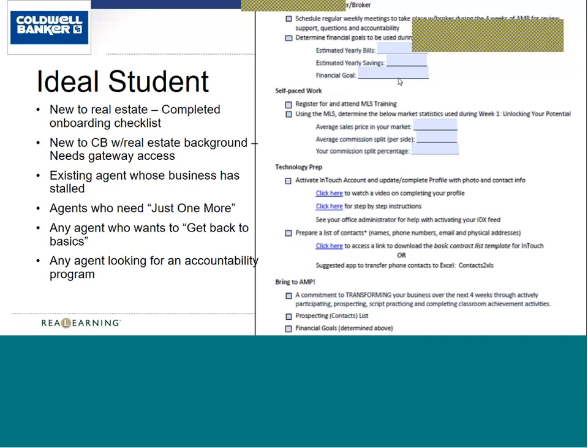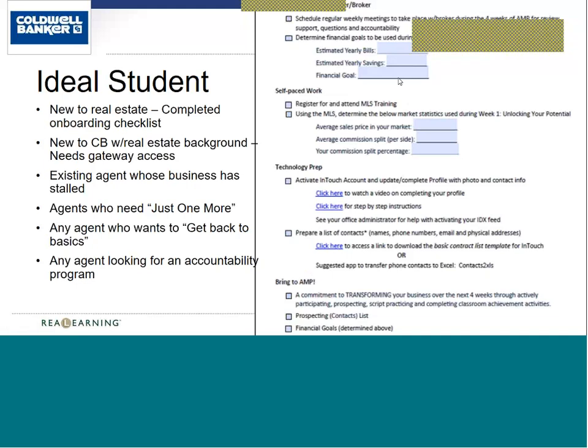Most agents get that blank look on their face when we say, what are your estimated yearly bills? We need this for the goal projector, which you're going to see in a second. So just having them take the time: what's your mortgage payment? Do you have a car payment? What are your bills? This is the nitty-gritty. How much money do you need to live this year?